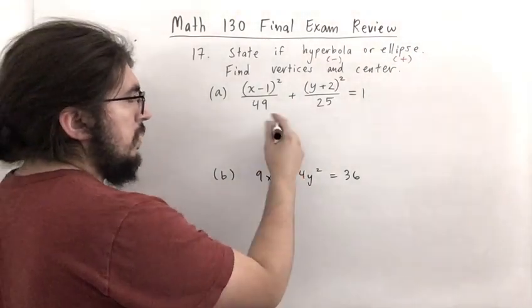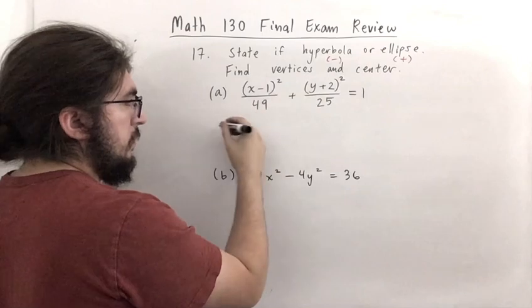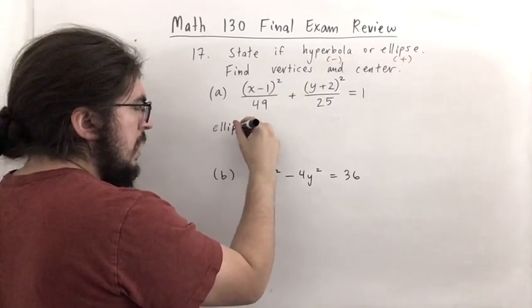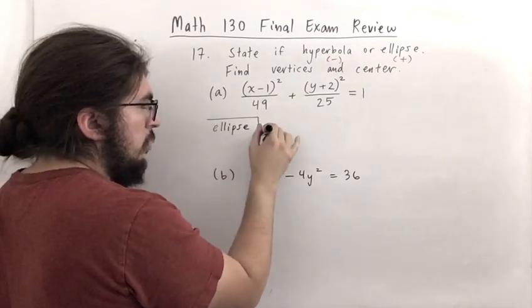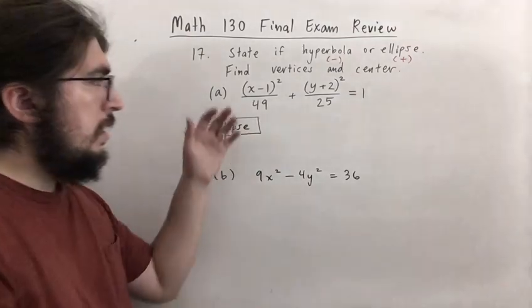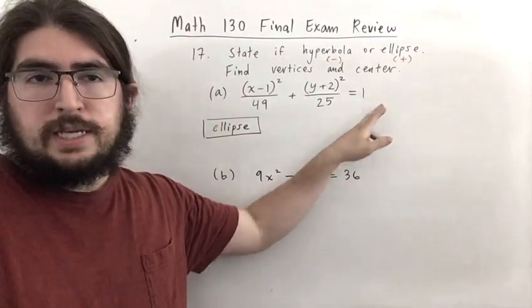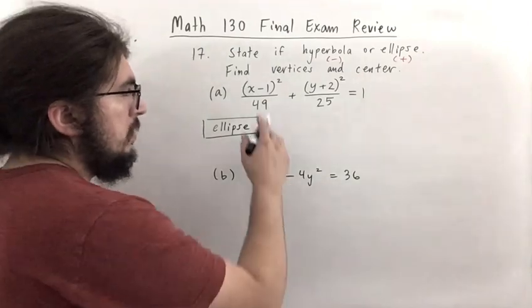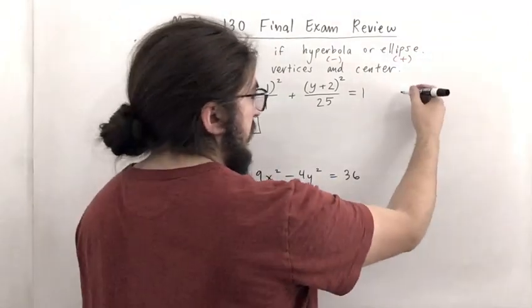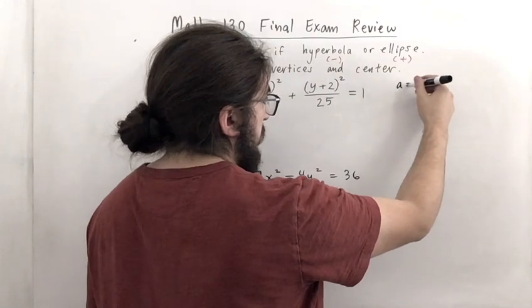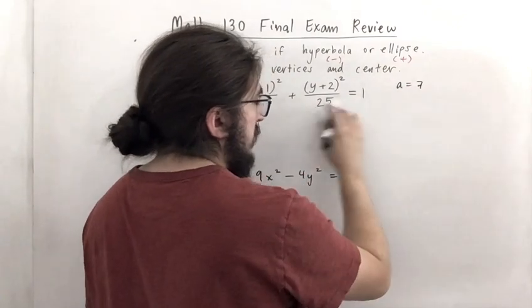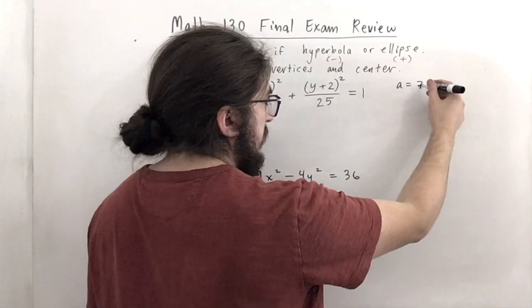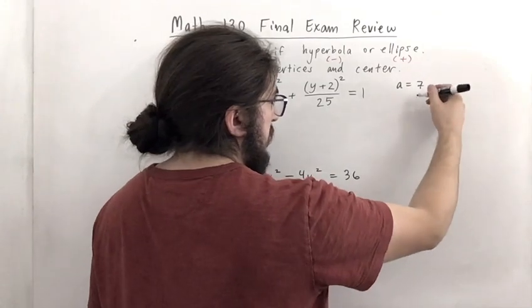So here for ellipses, I know it's an ellipse because it's a plus in the middle. And I should mention, with the standard form of an ellipse and for hyperbola, you want one to be on the opposite side. So here we have a little bit of work to do, but we'll get to that one later. So the square root of the number under the x factor is 7, and the square root of the number under the y factor is 5.